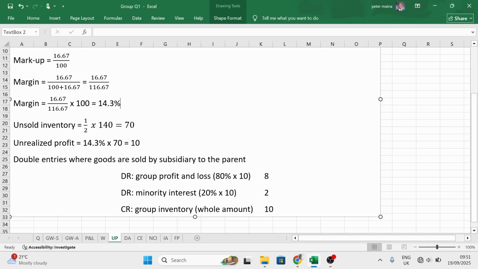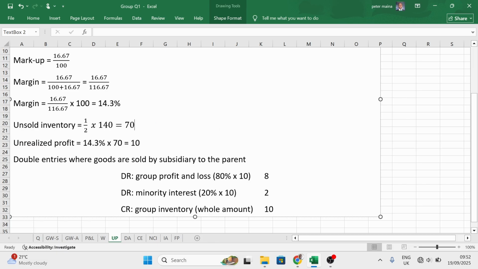So unrealized profit is going to be, first let us find the amount of unsold inventory. It is going to be half of 140, which is 70. And unrealized profit is going to be the profit margin that we have found multiplied by the amount of goods that were not sold, 70. So unrealized profit is going to be 10, that is 14.3% times 70.